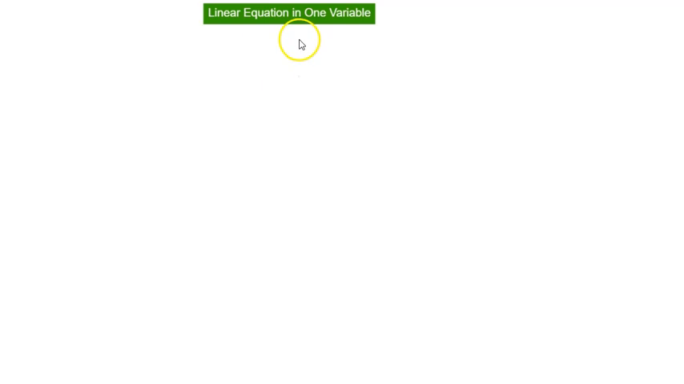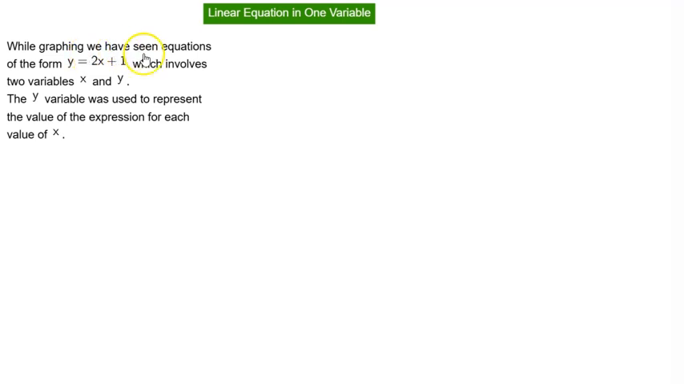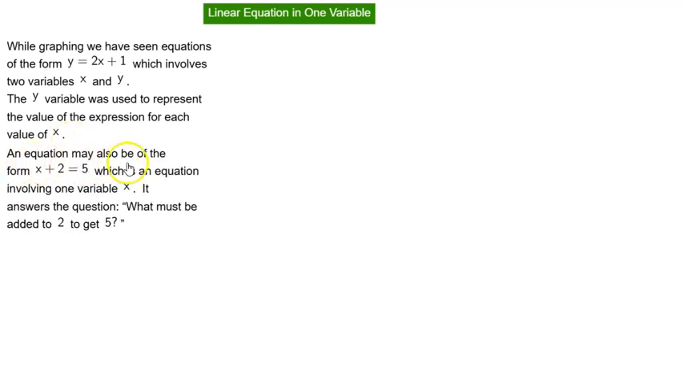Let us look at linear equation in one variable. While graphing, we have seen equations of the form y equals 2x plus 1, which involves two variables, x and y. And remember, the y variable was used to represent the value of the expression for each value of x. Now, an equation may also be of the form x plus 2 equals 5, which is an equation involving one variable, that is x.